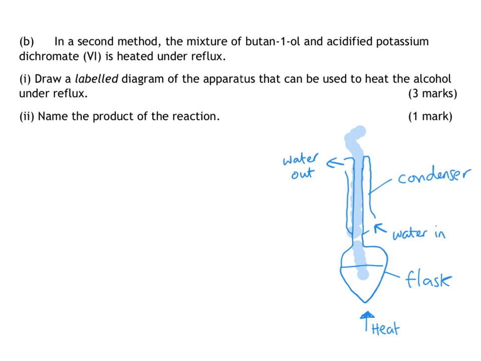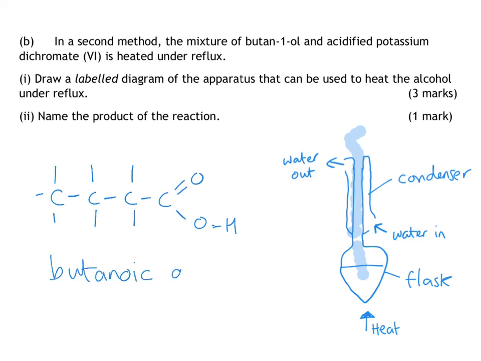Last part was naming the product. So butan-1-ol is going to be fully oxidised to the point where the last carbon is going to have a COOH group. There's no marks for drawing it. The name would just be butanoic acid. No need for a number. Carboxylic acids can only be on the first carbon.